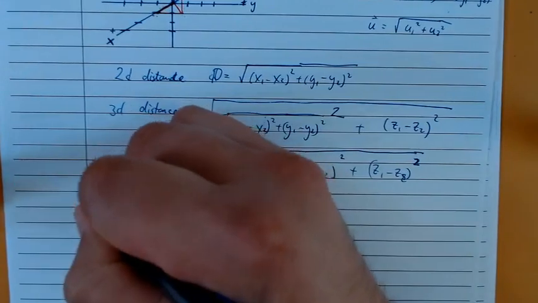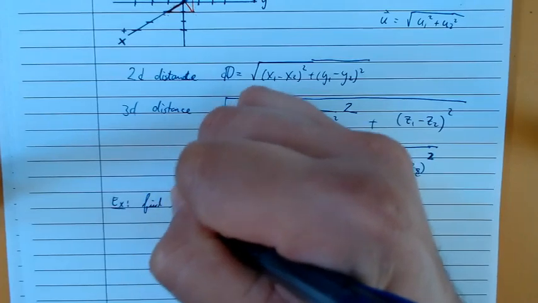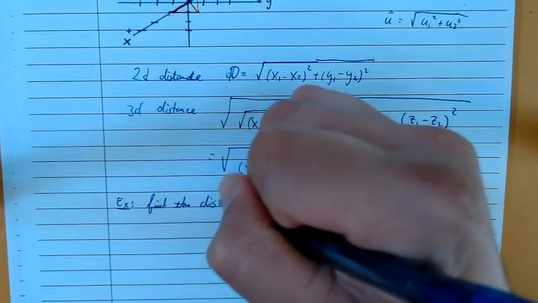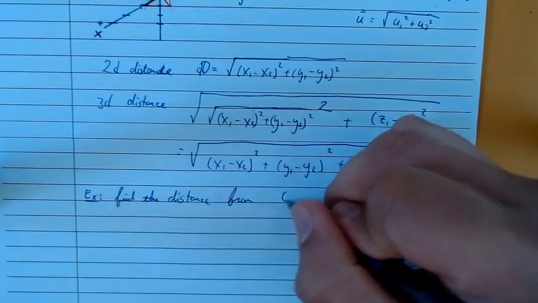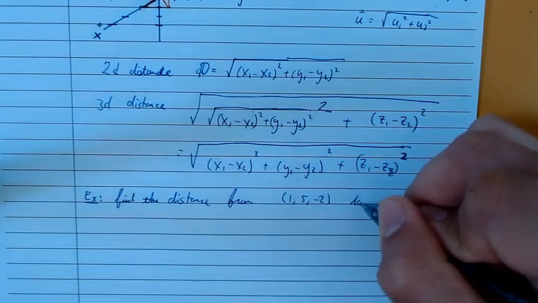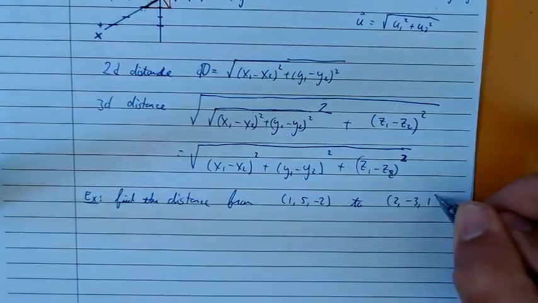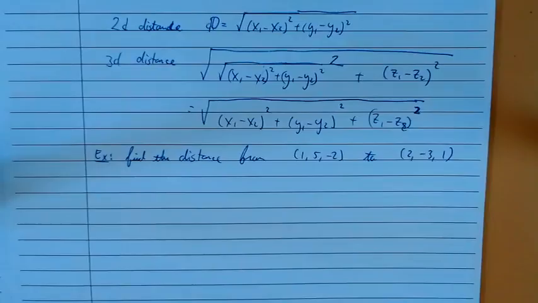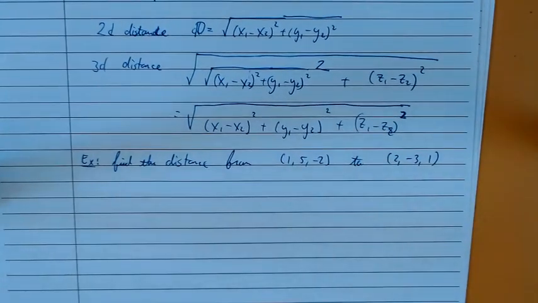So here, for example, let's go ahead and find the distance from the point 1, 5, negative 2 to the point 2, negative 3, 1. Go ahead and give that a try. Here's your formula. There's distance in 3 dimensions. Pause the video, give that a try. And once you're done, go ahead and unpause and we'll go through it together.